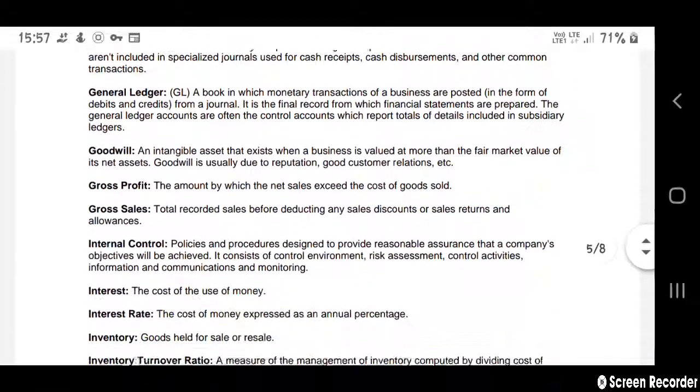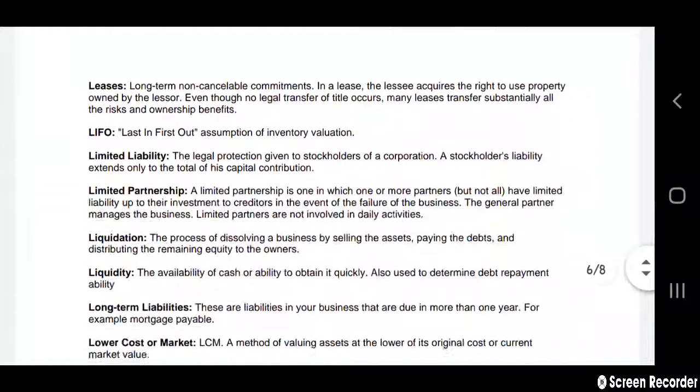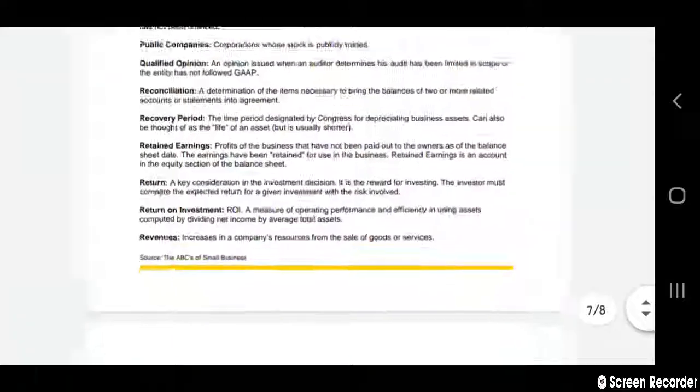Still there are many names, many words that you have to know in accounting. So all these I will explain in my next video.